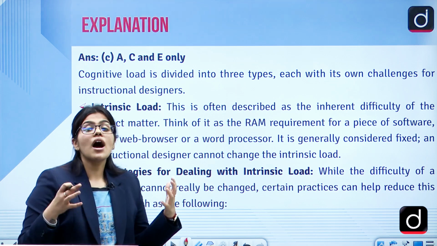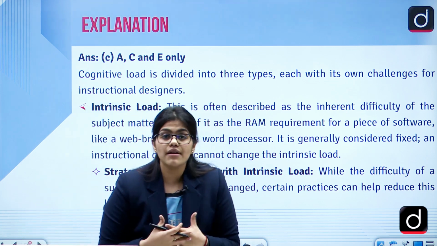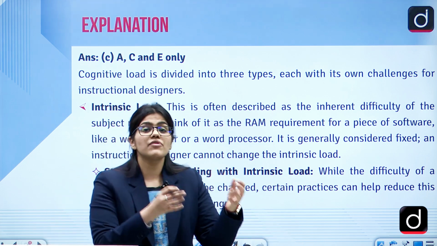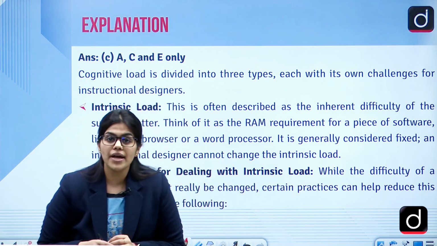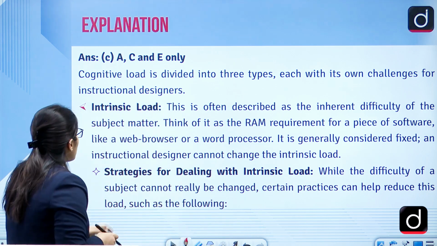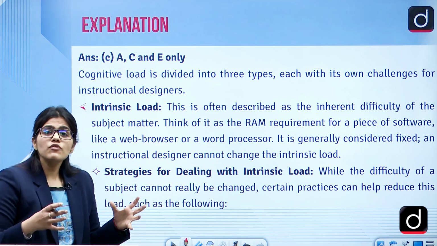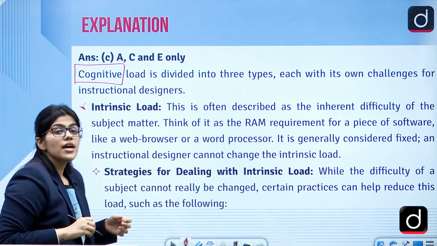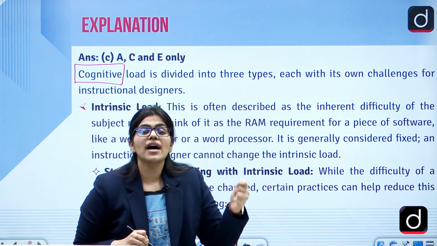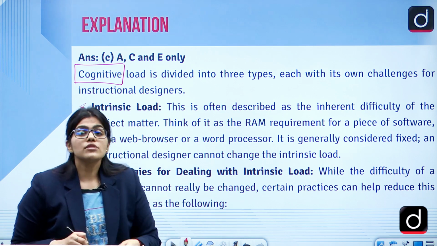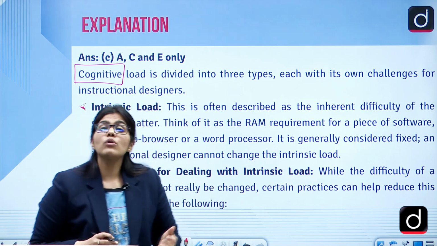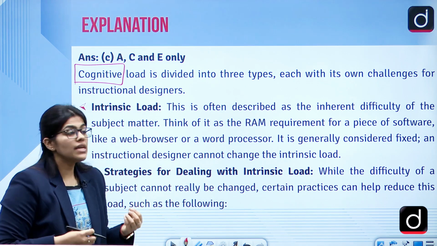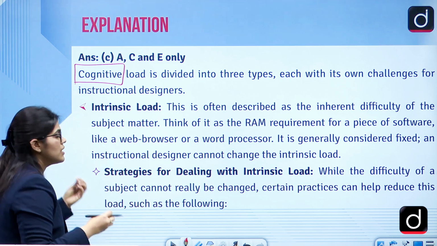In this explanation we will see how the human brain works, how we process information, and how information gets stored in our mind. So this is what we are going to study. Cognitive load is the amount of knowledge. Cognitive, as I told you before, is a domain that has to do with knowledge, so cognitive load talks about the gaining of facts and knowledge. The cognitive load is divided into 3 types.